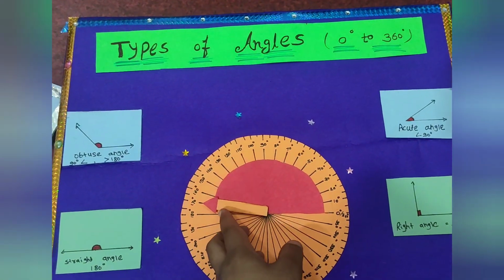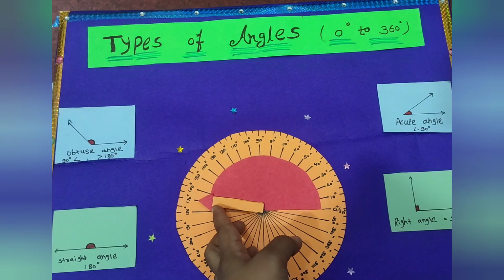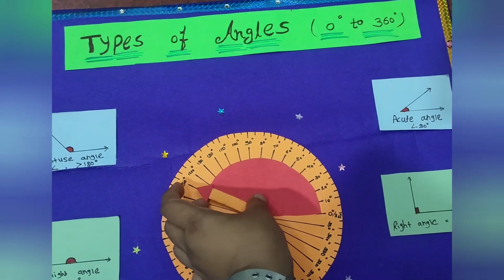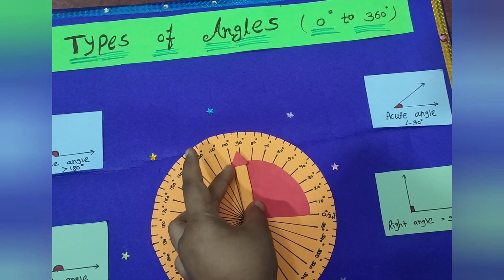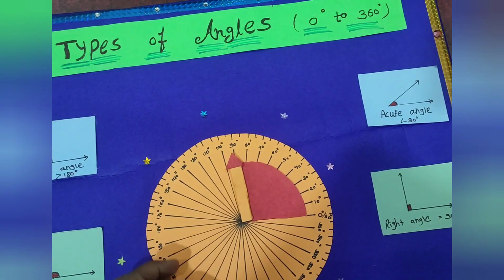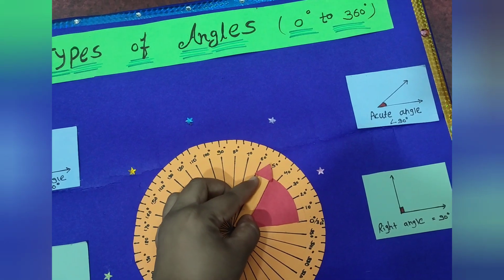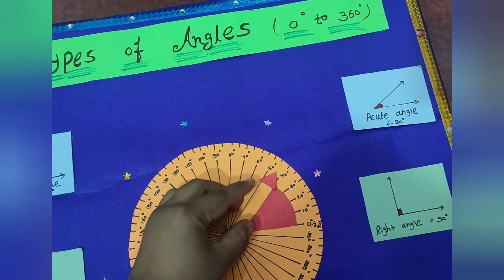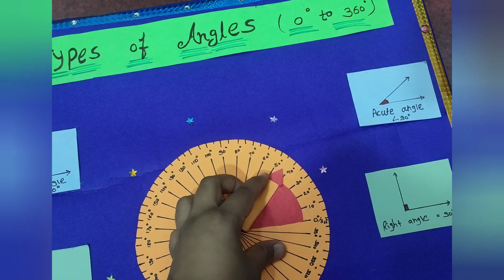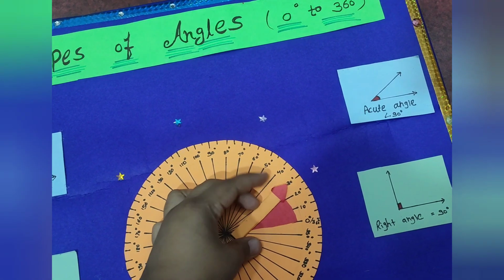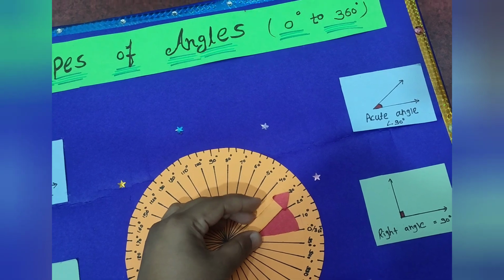Now let us understand how to use a protractor to measure angles through this circle. See, by moving this arrow, this is 90 degrees, or a right angle. Now this is less than 90 degrees, an acute angle, 45 degrees we can say. This is a 30 degree angle, again it is an acute angle.